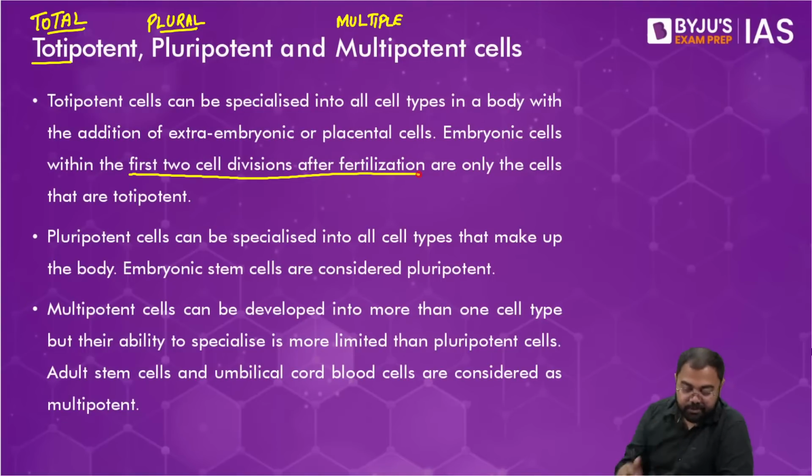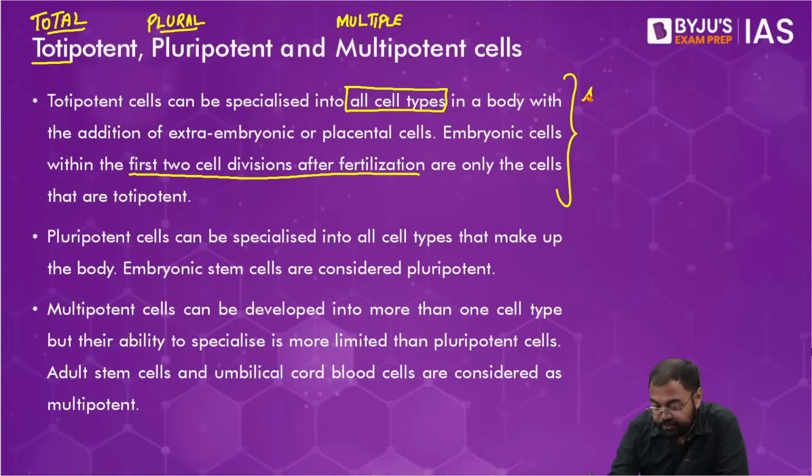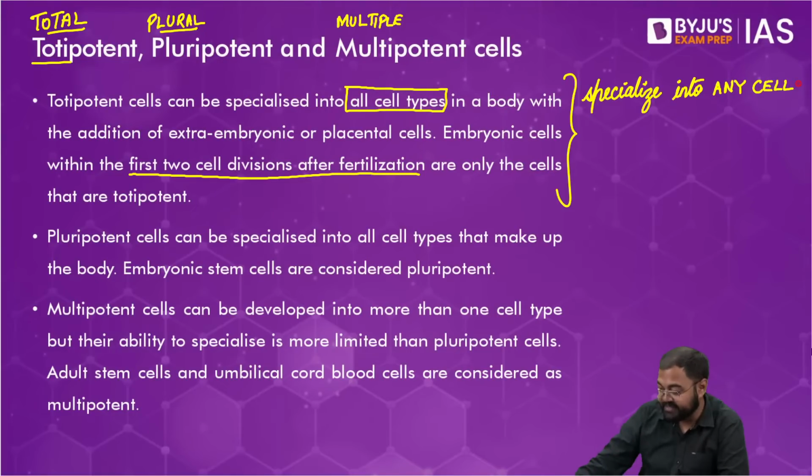All right. So totipotent cells become very special. Why? Because they can specialize into all cell types. Essentially, we are saying they can specialize into any cell. So these are the specific stem cells that can specialize into any kind of cell in the body.